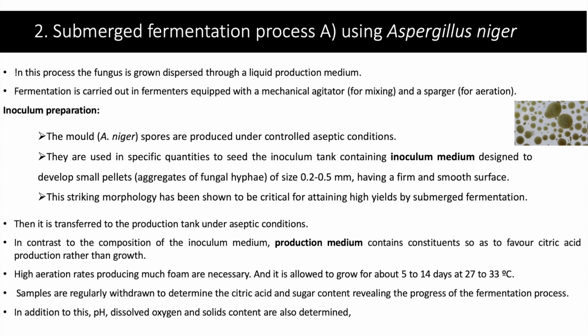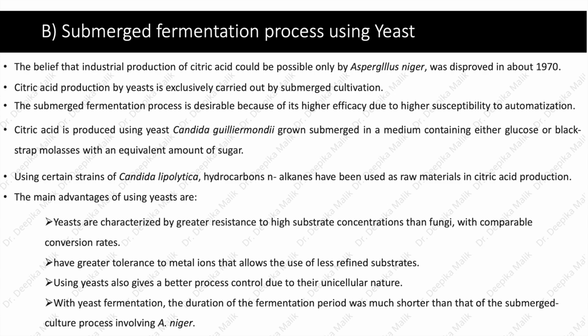Samples are regularly withdrawn to determine the citric acid and sugar content, revealing the progress of the fermentation process. In addition to this, pH, dissolved oxygen and solids contents are also determined. Now, submerged fermentation can also be carried out using yeast. The belief that industrial production of citric acid could be possible only by Aspergillus niger was disapproved in about 1970.